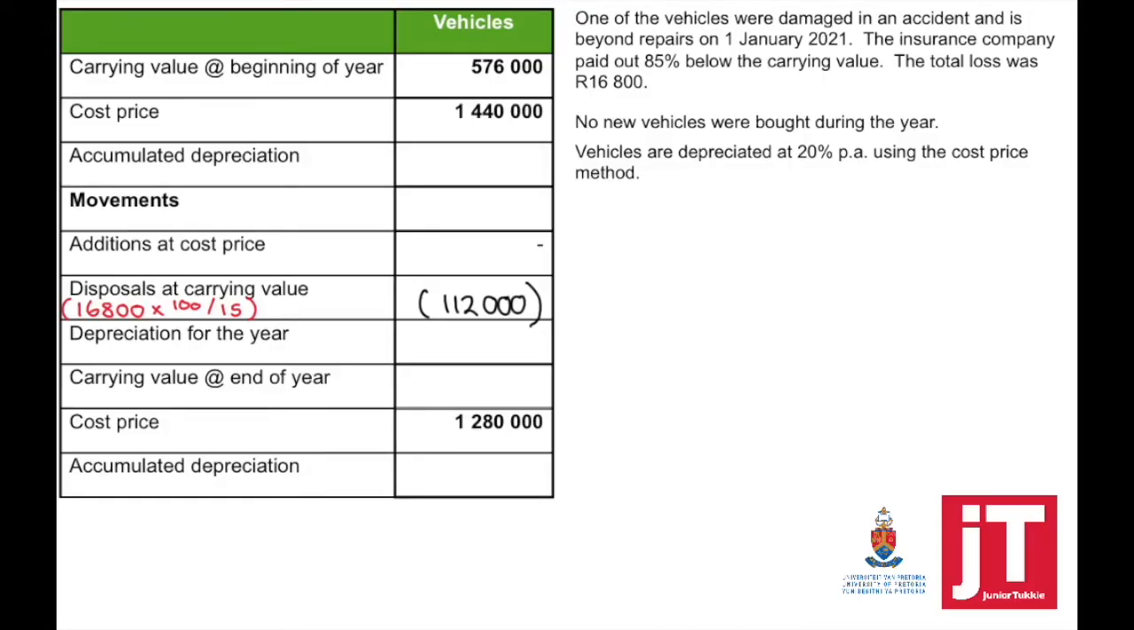This was calculated in the previous question when we did the asset disposal account. Remember, I said there's two ways we can get the book value. We can either take the cost minus the accumulate, or you can simply take 16,800 times 100 divided by 15. Next, the accumulated depreciation in the beginning. Cost minus accumulate equals the carrying value. So if the carrying value was given to us and the cost is given to us, we can calculate the accumulate in the beginning by taking the cost minus the carrying value.